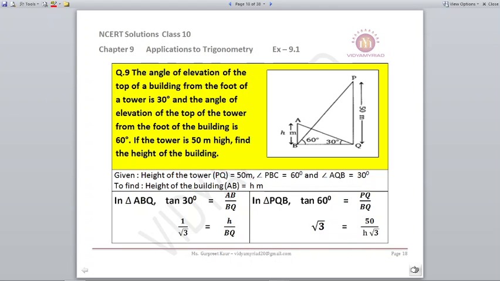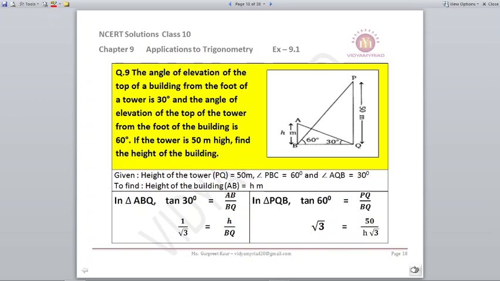Now let us take the triangle ABQ. In that case, we have tan 30 is equal to AB upon BQ. Tan 30 is 1 upon root 3, which is equal to H upon BQ. So what is BQ? Root 3 H.